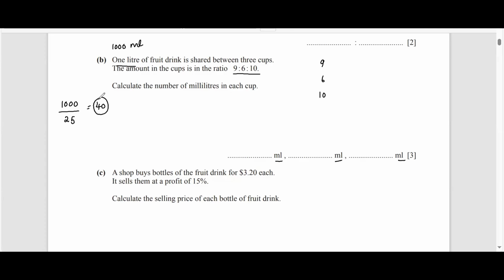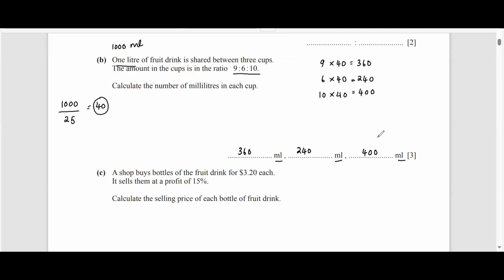Multiply this value, this number here, 40, multiply with all the 3 ratios. So 9 multiplied by 40, 6 multiplied by 40, and 10 multiplied by 40. 9 multiplied by 40 is 360. 6 multiplied by 40 is 240. And 10 multiplied by 40 is 400. So 360 ml, 240 ml, and 400 ml.